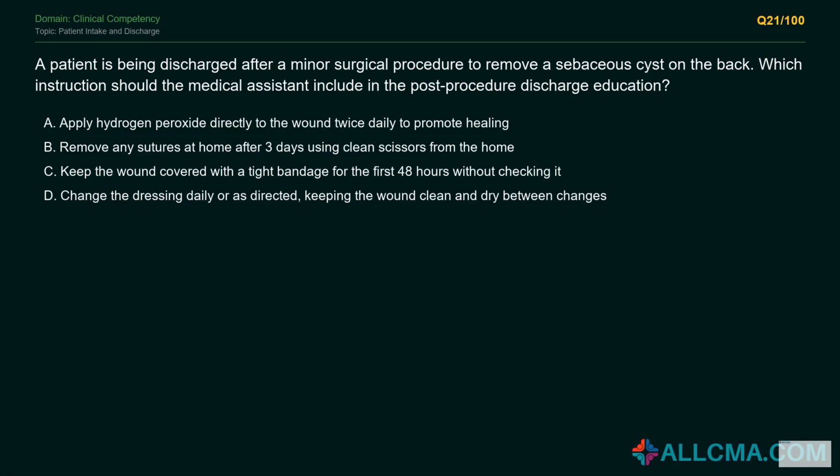Question 21. A patient is being discharged after a minor surgical procedure to remove a sebaceous cyst on the back. Which instruction should the medical assistant include in the post-procedure discharge education? Option A. Apply hydrogen peroxide directly to the wound twice daily to promote healing. Option B. Remove any sutures at home after 3 days using clean scissors from the home. Option C. Keep the wound covered with a tight bandage for the first 48 hours without checking it. Option D. Change the dressing daily or as directed, keeping the wound clean and dry between changes.